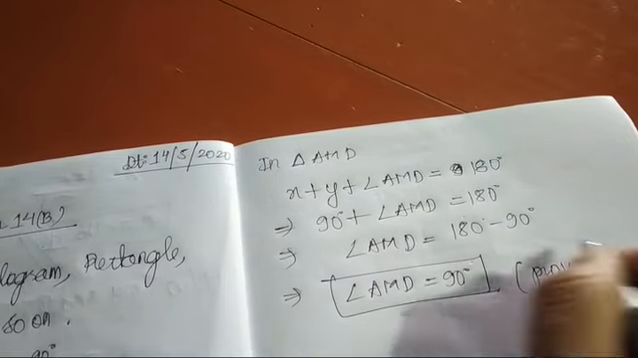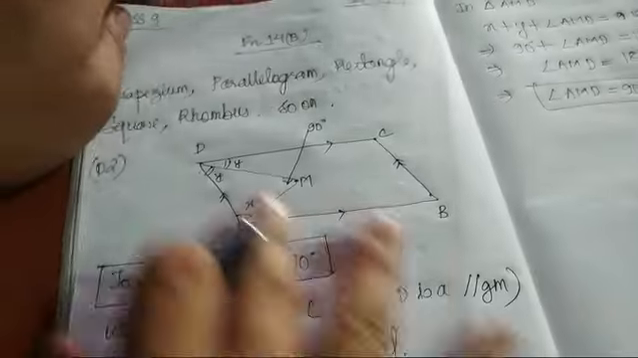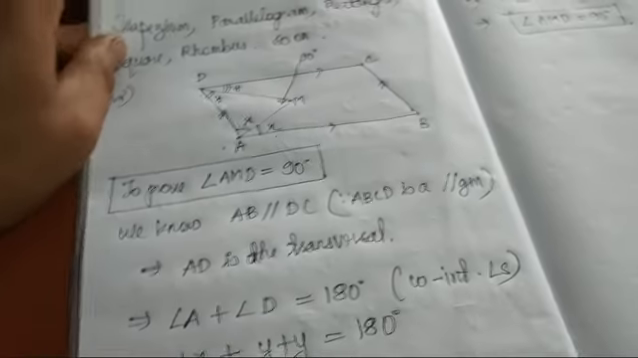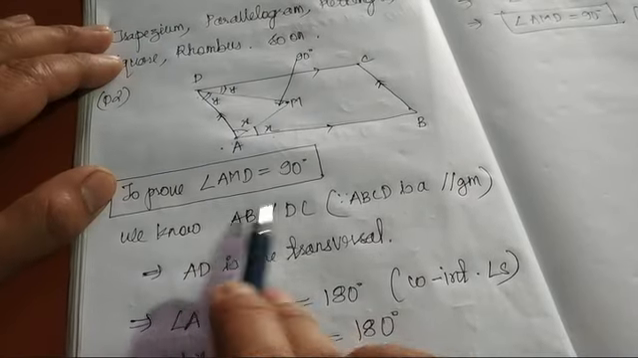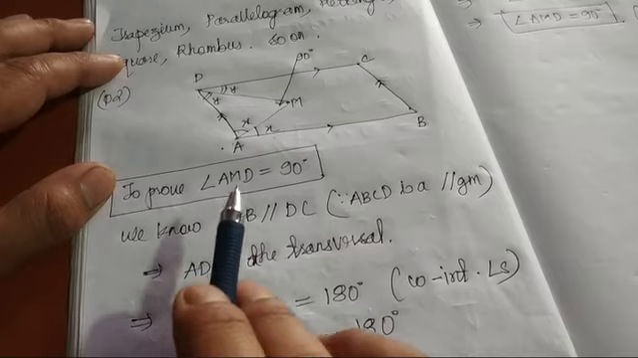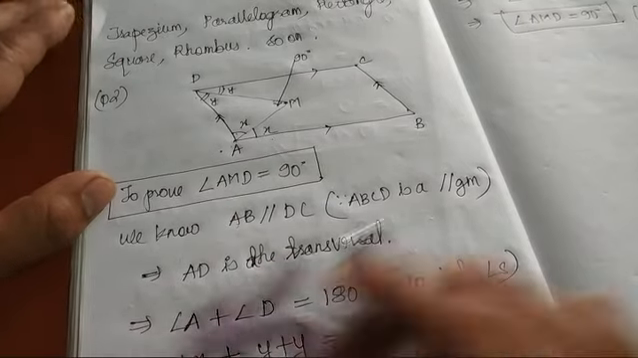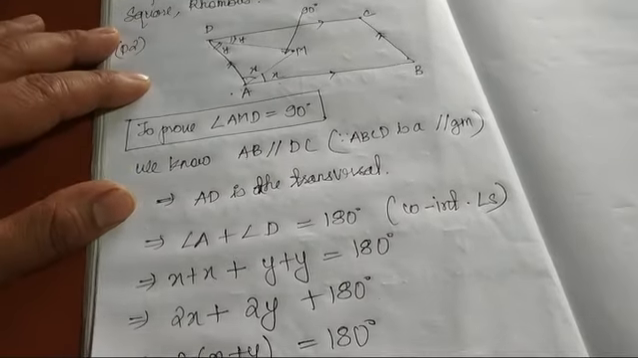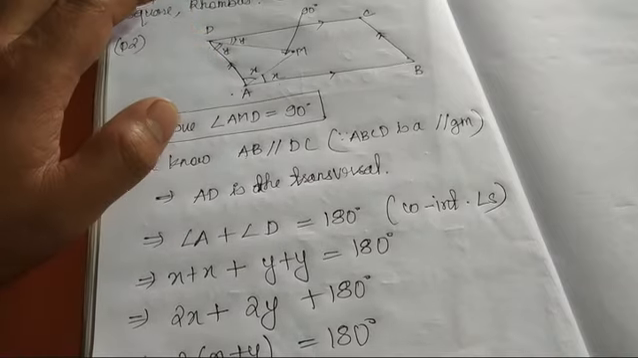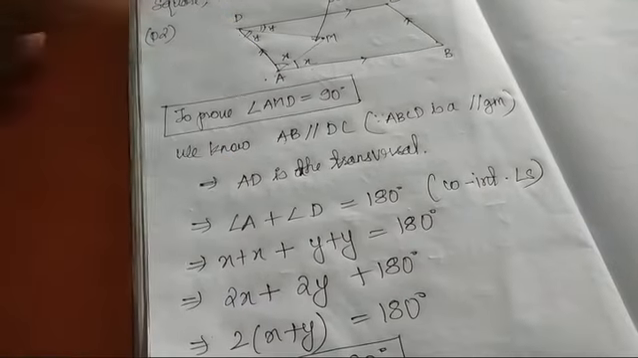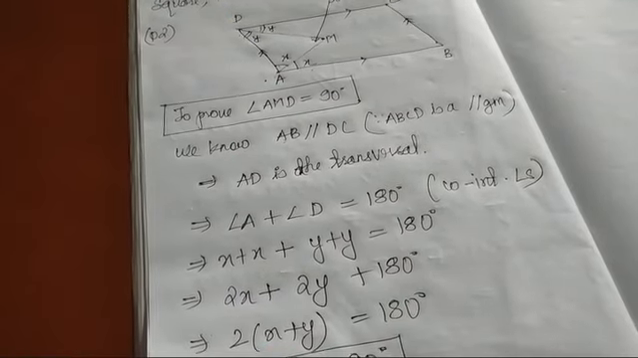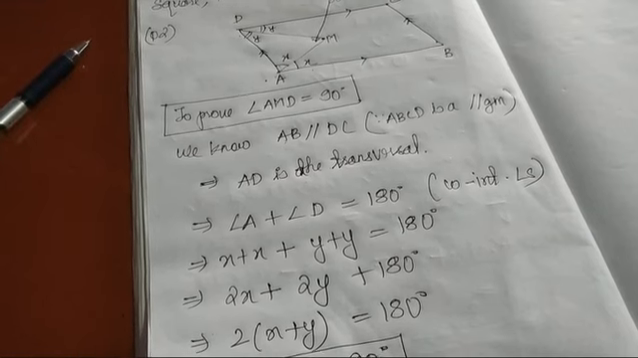Now see, the calculations are very easy and the understanding is also easy, but the key points here are these. Yes, AB is parallel to DC. We should know that AB is parallel to DC because ABCD is a parallelogram, and once it is a parallelogram, AD is a transversal. If it is a transversal, the co-interior angles add up to 180 degrees, and then it's very easy for us to understand.